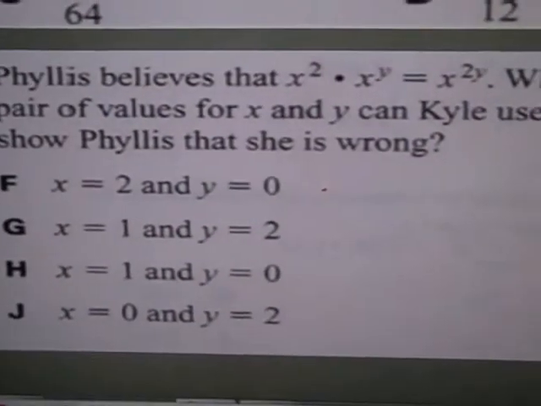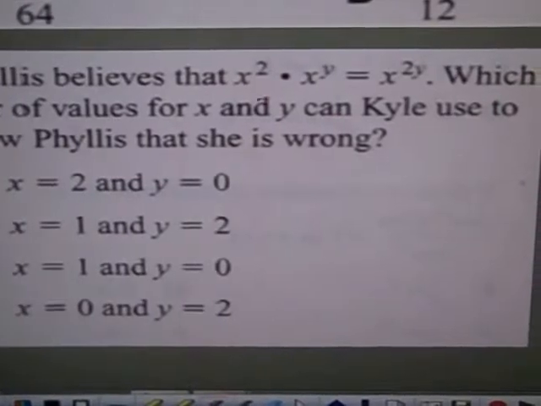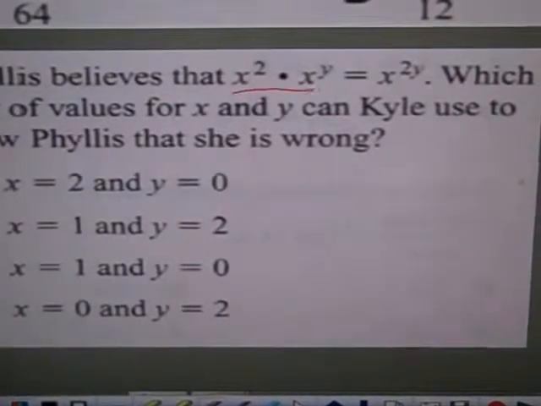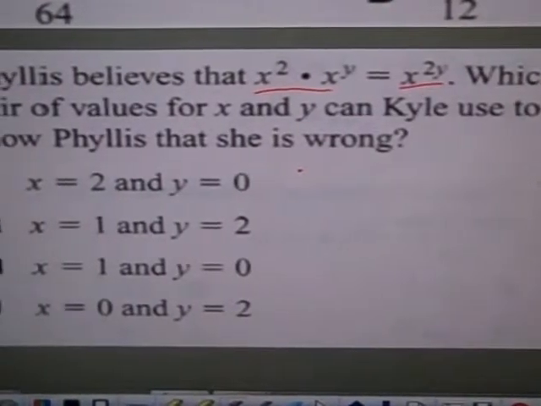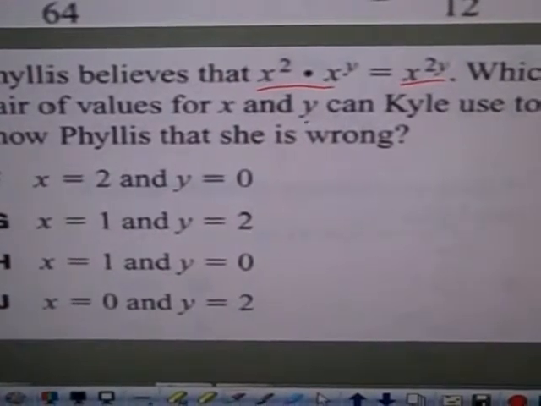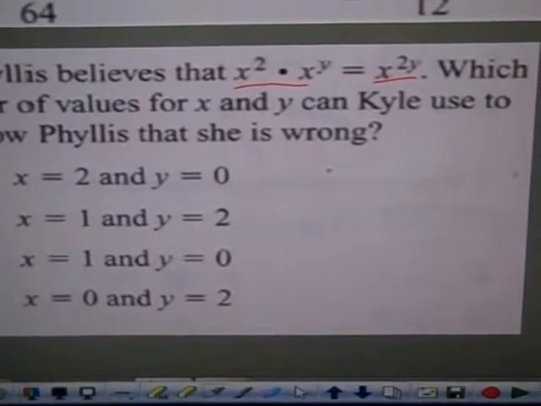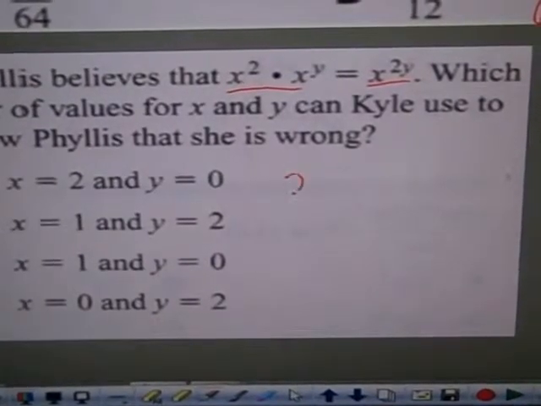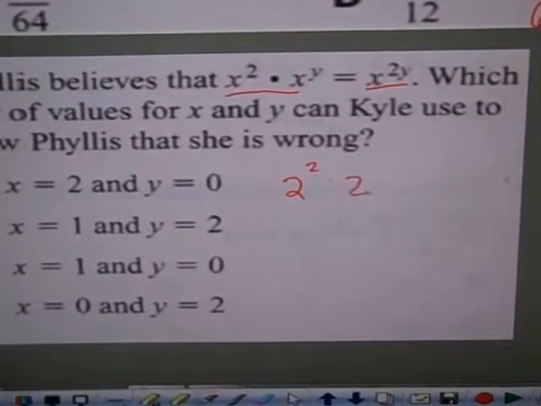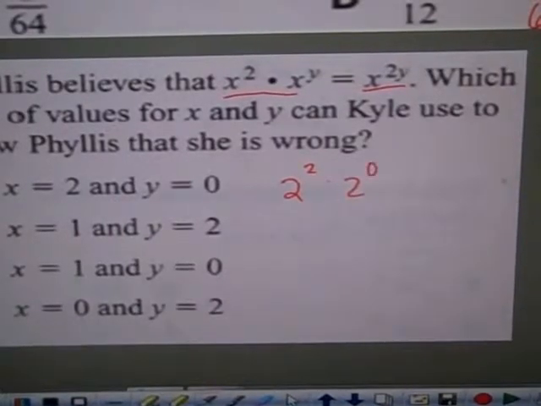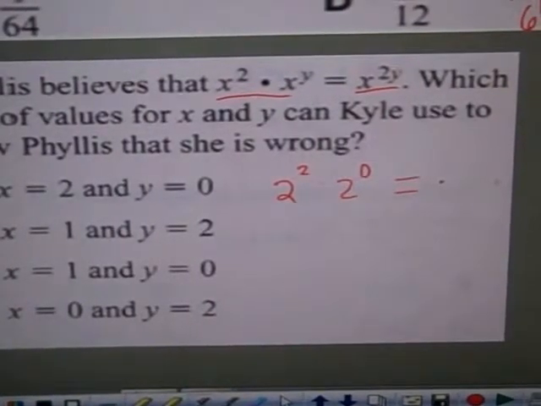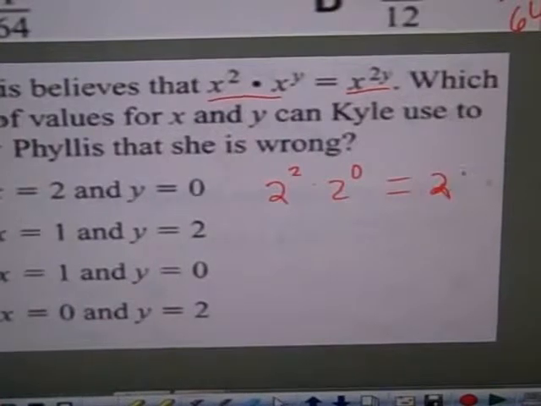Now, the next one, it gives us a situation, and we want to find values for x and y that prove this situation is wrong. Let's try the first one with F. X is 2, that means wherever x is, I'll put 2, and y is 0. Wherever y is, I'll put 0.